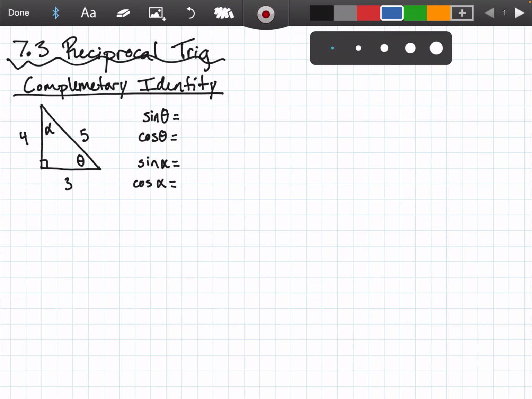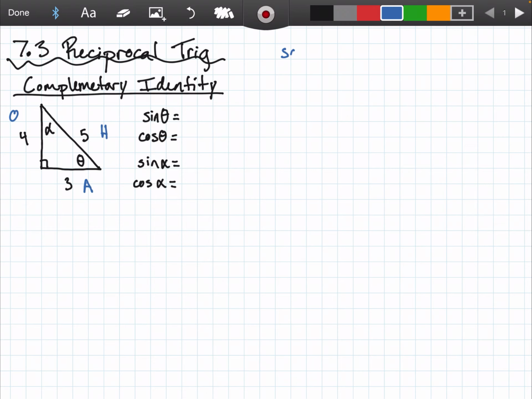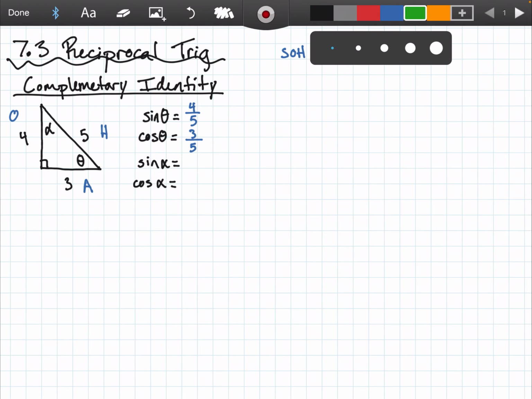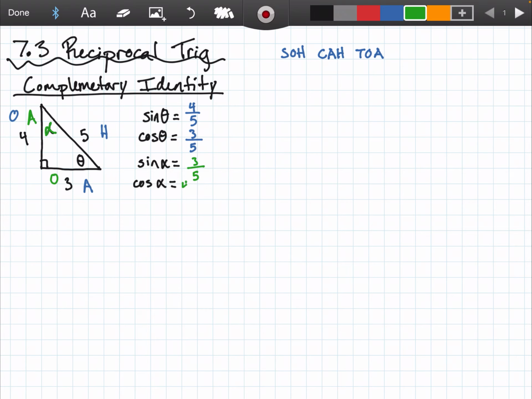Okay, sine of theta first. I know I have opposite, adjacent, hypotenuse. SOHCAHTOA, might as well just write that one down again. Sine is opposite over hypotenuse, so sine is 4/5. Cosine is adjacent over hypotenuse, which is 3/5. Now I go to alpha, and I'll write that in green. All that does is switch opposite and adjacent. So sine of alpha is going to be 3/5, and cosine is going to be 4/5.